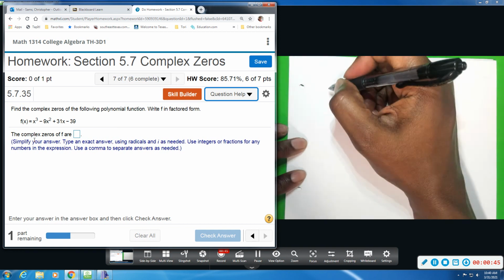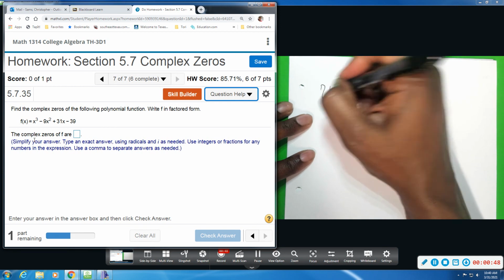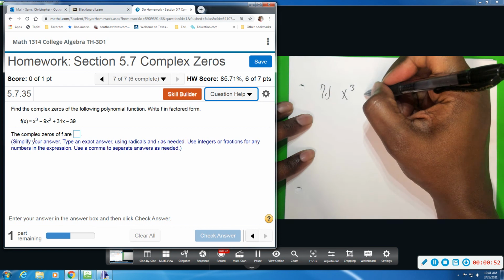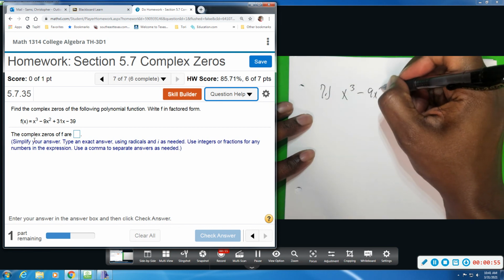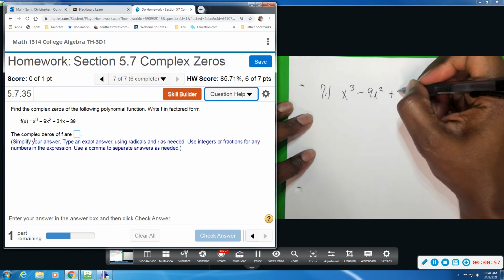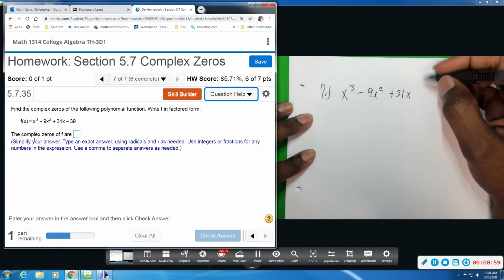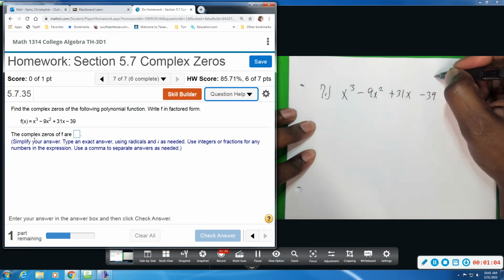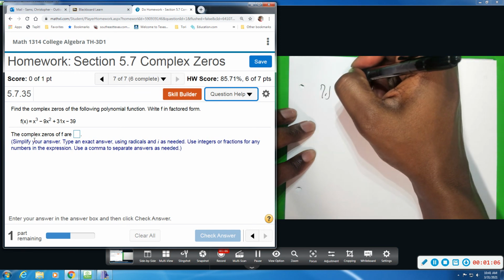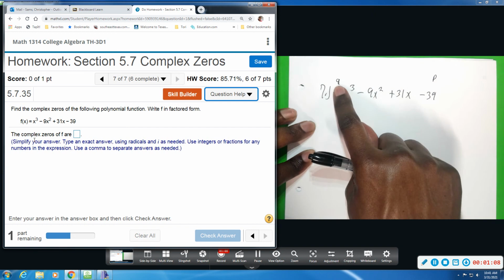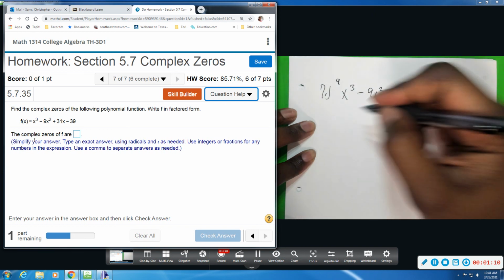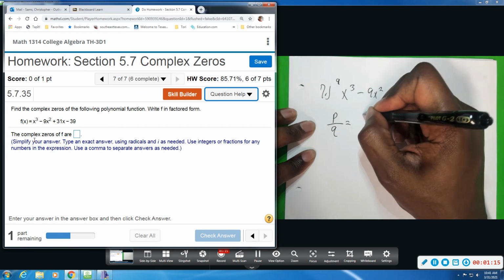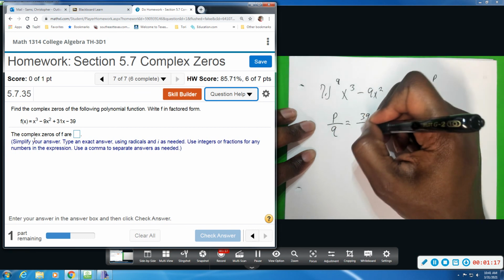So just recall, x cubed minus 9x squared plus 31x minus 39. This guy is p. This guy up front was q. And we had to do p divided by q in all those factors. So we would do p divided by q, which is equal to 39 divided by 1.